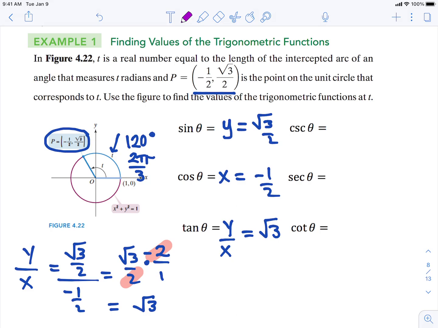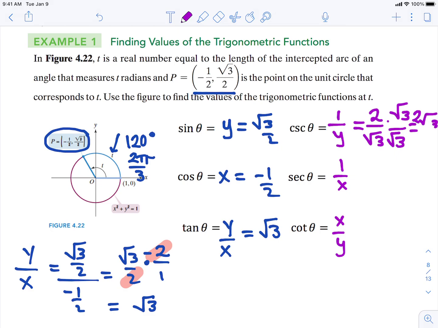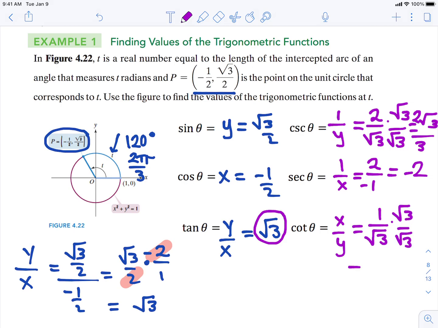The other 3 are the inverses. So this is going to be 1 over y, 1 over x, and then x over y. So we're going to take the inverse of those. So we're going to have 2 over the square root of 3. We have to rationalize it. So we multiply the numerator and the denominator by the square root of 3, and then multiply across. So we're going to get 2 square roots of 3 over 3. 1 over x. Reciprocate it. 2 over -1. And then reduce it. -2. Last one, x over y. Well, we already have this reduced answer, so we're just going to reciprocate that and then rationalize it. So we get the square root of 3 over 3.